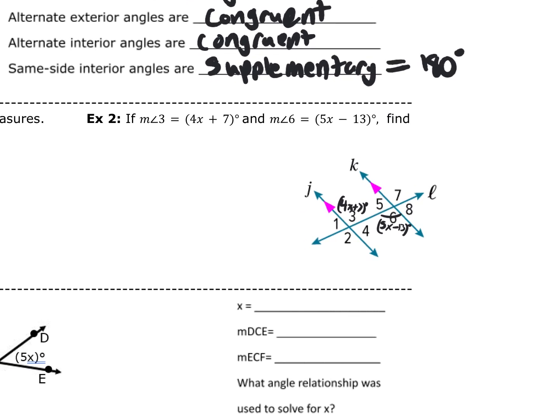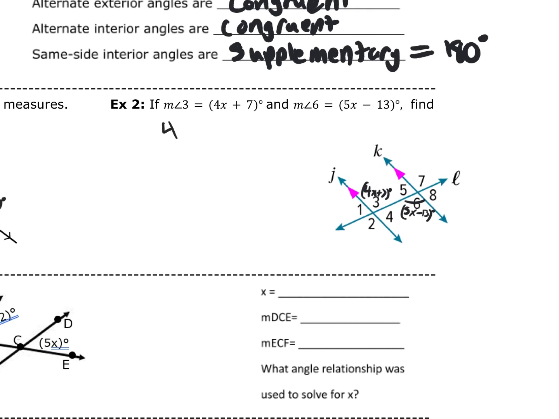So we are going to, first of all, figure out the relationship. Well, they're on opposite sides of the transversal, so that means they're alternate. They're between lines J and K, so that means they're interior, so alternate interior. And alternate interior angles are congruent. So that means that 4x plus 7 is equal to 5x minus 13. All right, so now we can just subtract 4x from both sides. And we can add 13 to both sides. So I get 20 is equal to x. X is 20.